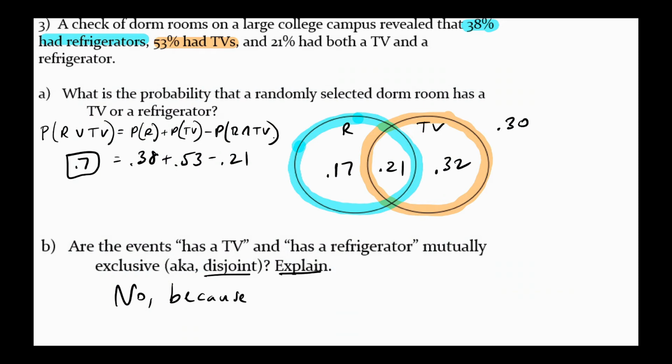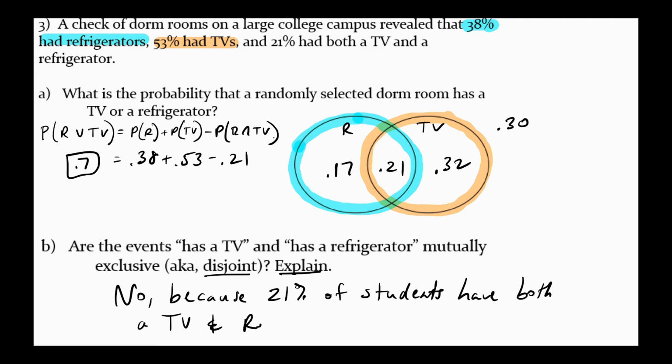Because 21% of students have both a TV and a refrigerator. Nice to have.